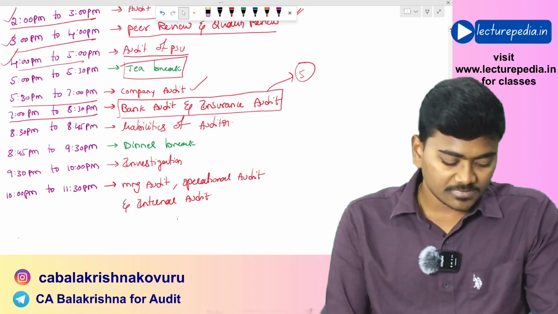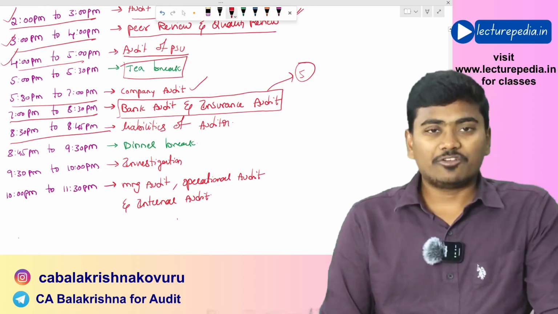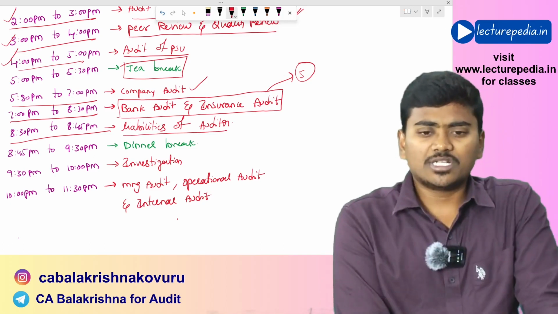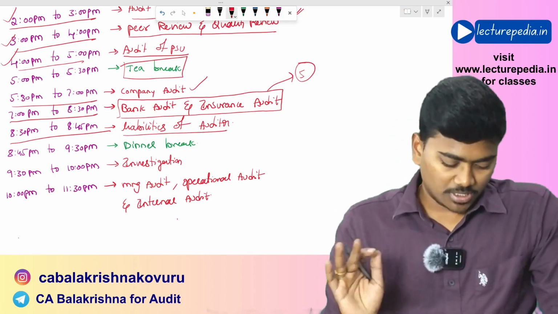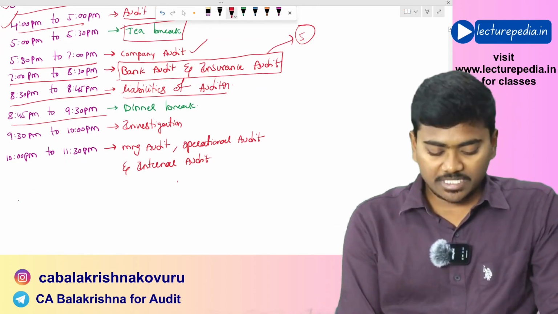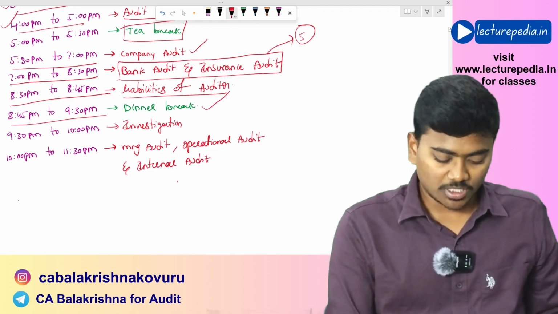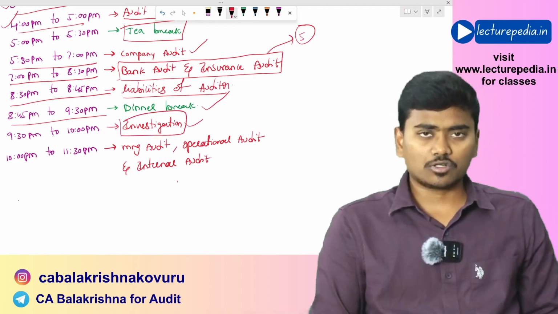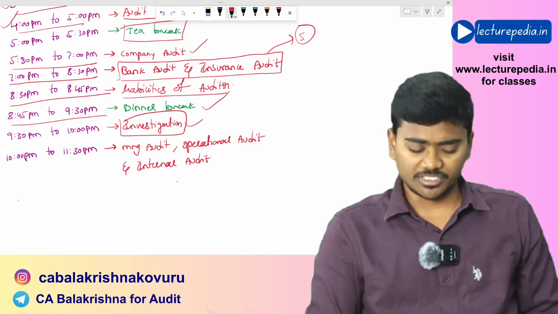Next, 8:30 to 8:45, liabilities of auditor. Within just 15 minutes you can revise it. It is a small chapter, you can complete it within 15 minutes. Next, 8:45 to 9:30 p.m., take a dinner break, and from 9:30 to 10 o'clock complete investigation, a small chapter. For investigation also you can just go through the questions, that will be sufficient.